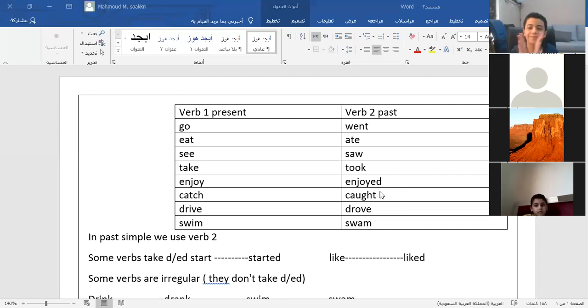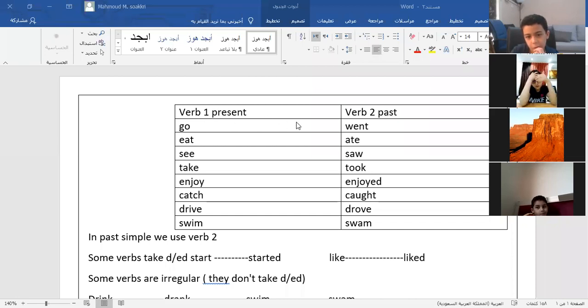So, dear students, past simple is something finished in the past. Like Yusuf Khalid said, past simple is about something finished in the past. And Ahmad Adli also said that in past simple we use verb two. Thank you, Yusuf Khalid, and thank you, Ahmad Adli. Now, students, look at this table.